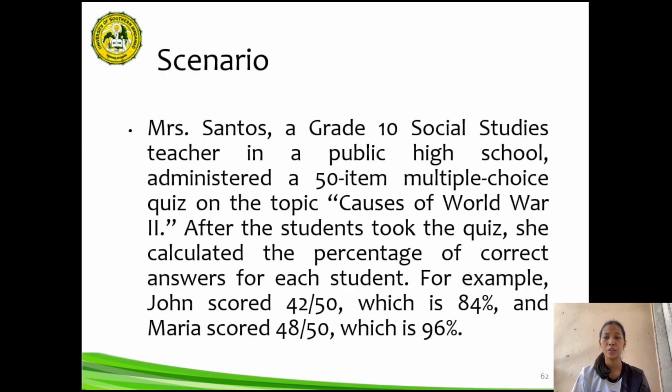While the percentage and numerical grade provide a snapshot of performance, it does not necessarily reflect true mastery of content. For instance, John's 84% may be just 84%, but he might have guessed some answers correctly, kasi multiple choice yun eh, and misunderstood key concepts, yet he receives a B. Maria, despite scoring 96, may have memorized facts without fully understanding the causes and consequences of World War II.